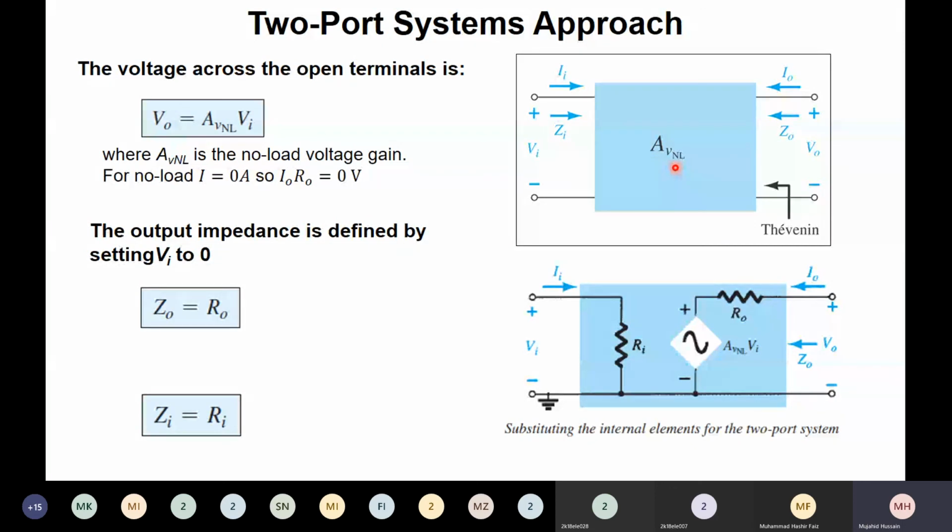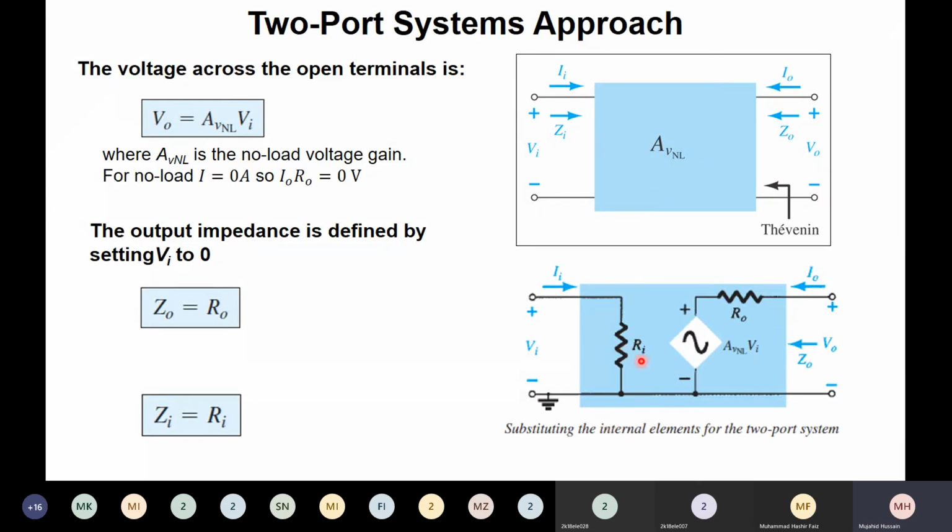So when we look into this side, looking in this configuration, we make all the voltage sources short circuit to find out the Thevenin equivalent impedance at these points. So that will be Z naught. Similarly, this is the circuit in which we have substituted the internal circuits of the two-port system, because over here Z in might be R in.